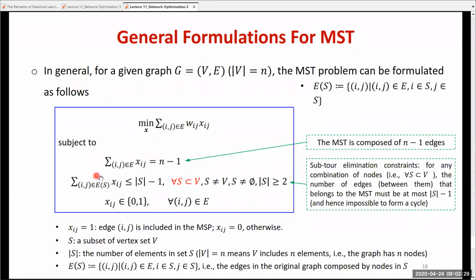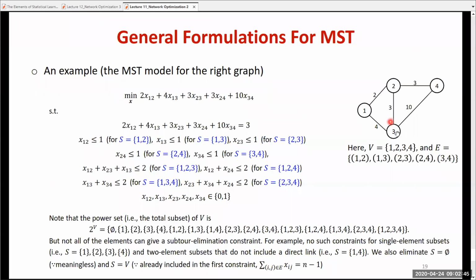So the first constraint is actually for S equal to V. For all edges ij in E, the sum of xij must equal n minus 1, where n is the number of nodes. In this example, my n equals 4. So the right-hand side of the equation equals 4 minus 1, which is 3.